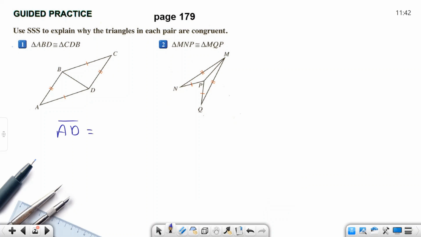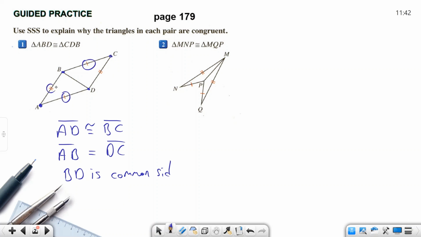AD is congruent with BC. So AB is congruent with CD, DC, and BD is a common side. So what do we have? AD and BC, here the same mark. So AB and CD same mark. This is the common side.